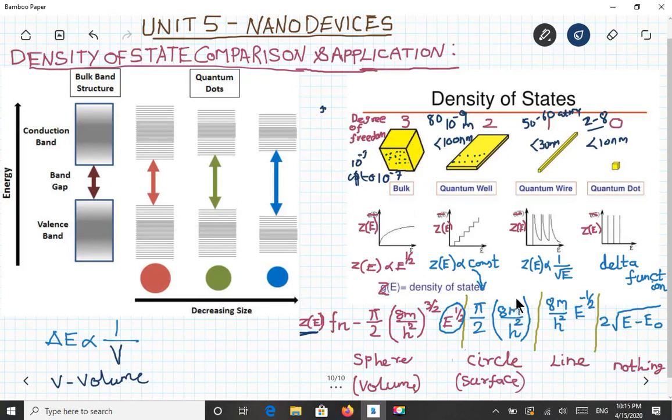Okay. And finally coming to the topic, which is quantum dot. In quantum dot, the degrees of freedom is 0. That is, the electron can only be present here. It cannot move in the x-axis or in the y-axis or not even in the z-axis. So it will not move actually. So it will be present, or you will make it at rest.